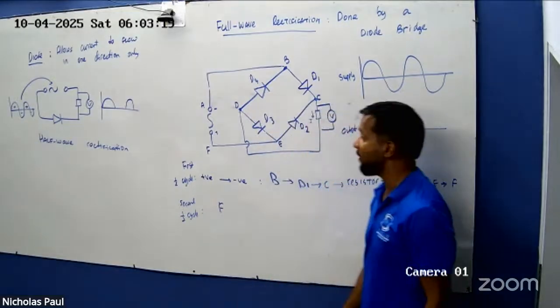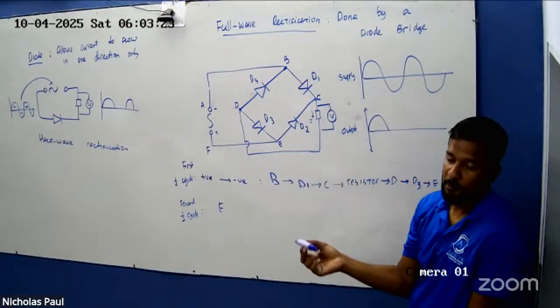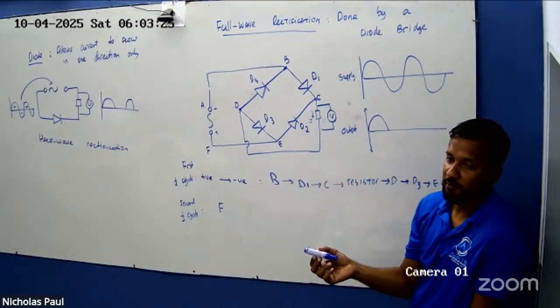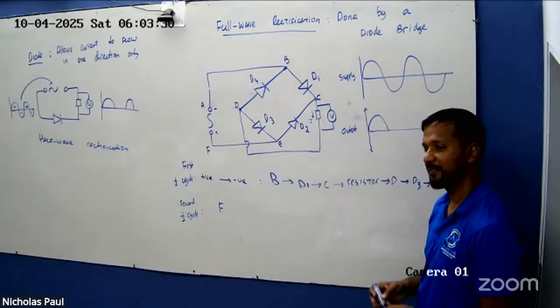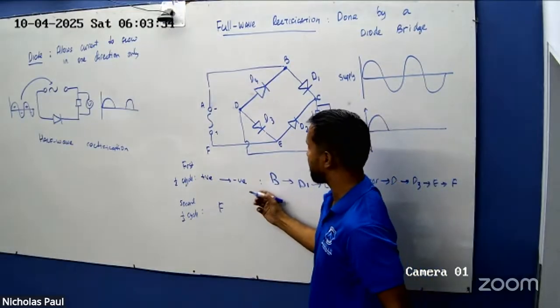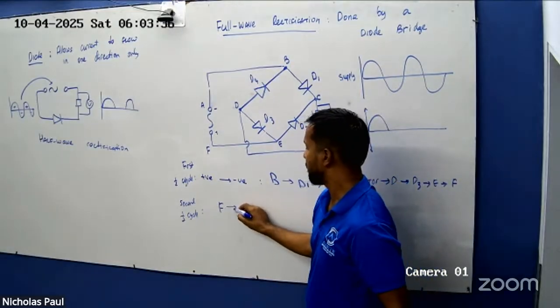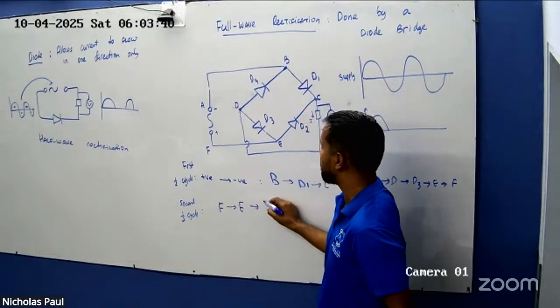When it reaches F, where to go? Want to try it now? Alright, tell me what to do. After E, then it will go through which one?